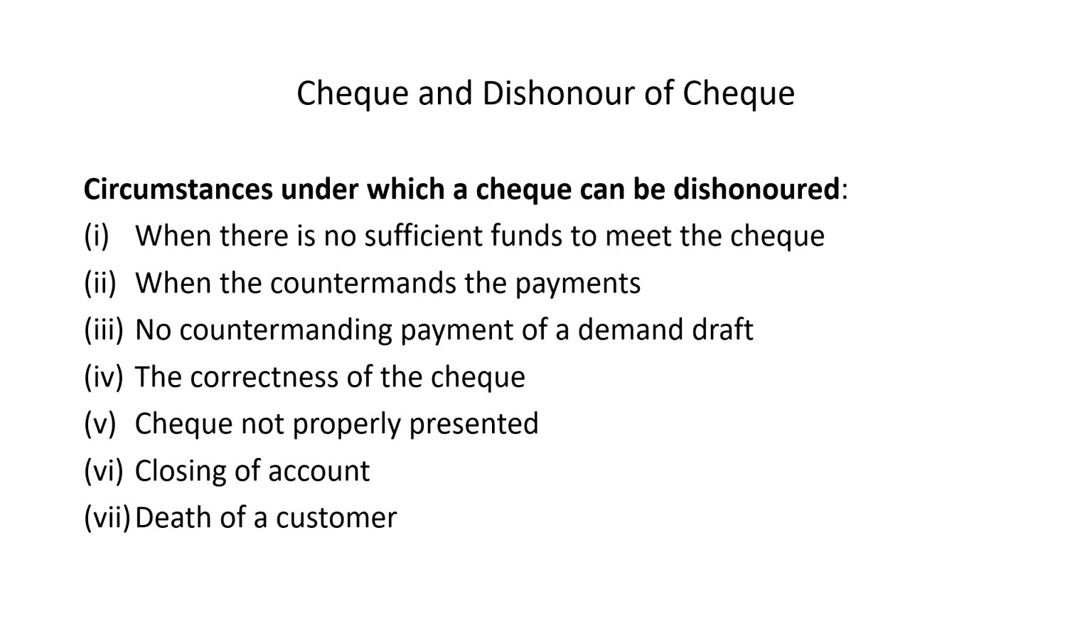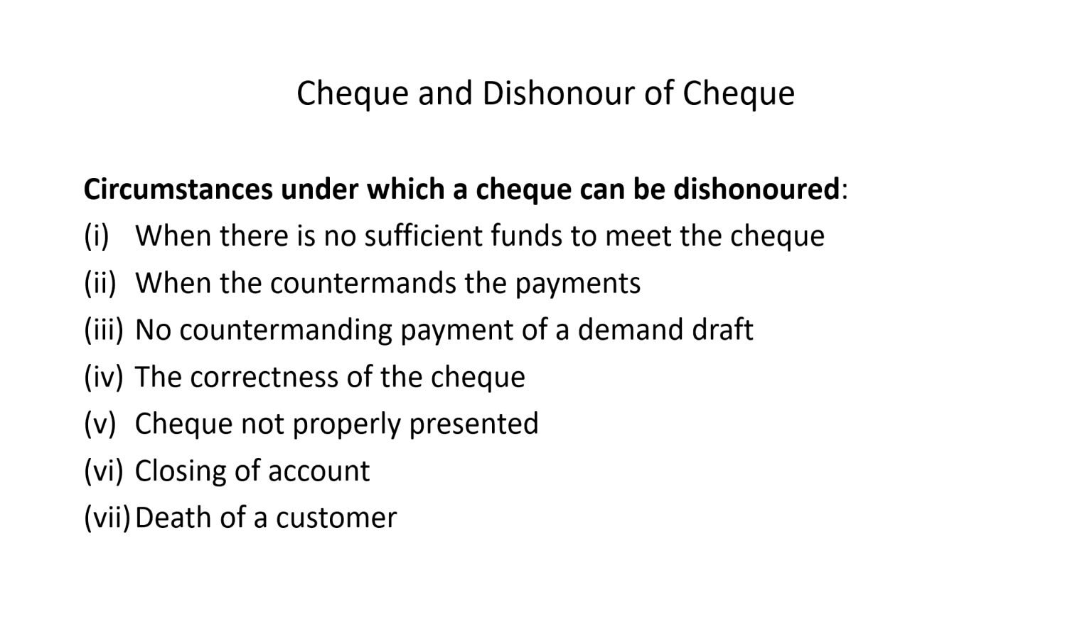Check not properly presented: when we talk about this, there are two circumstances we can understand. In the first, the drawer, when the check is given to the payee, might not have presented it during banking hours, or the payee might not have presented it within the validity period, or the reason may be that he is presenting a post-dated or predated check. So, these are the grounds on which the check can be called not properly presented. This is another ground for dishonoring.